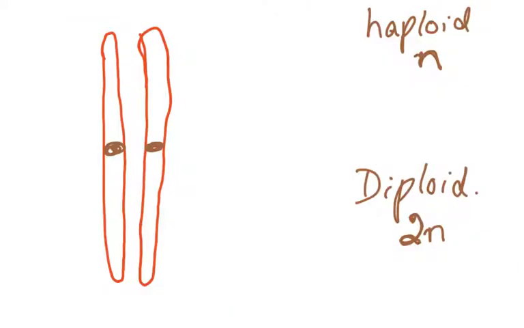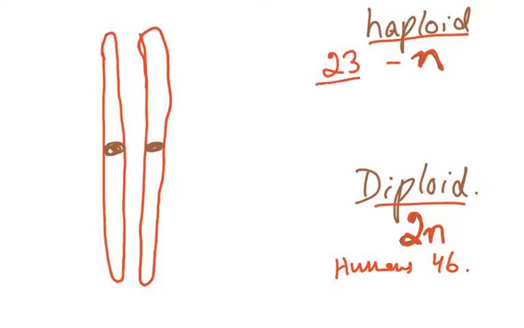Now the next thing that we need to understand is, as it says in the syllabus, explain the meaning of the terms haploid and diploid. Diploid we usually signify by writing 2n, and haploid would be just n. So the diploid number in humans is 46, and the haploid number in this situation would be 23. So haploid means one of each pair.